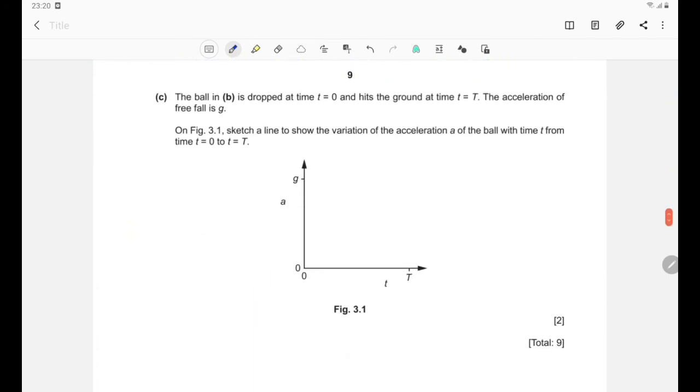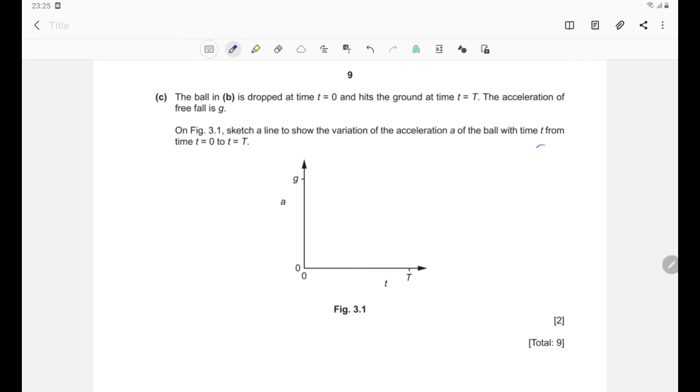Next, part C. The ball in B is dropped at time t equals 0 and hits the ground at time t equals T. The acceleration of free fall is g. On figure 3.1, sketch a line to show the variation of the acceleration a of the ball with time t from time t equals 0 to t equals T. So in this question you have to draw an acceleration-time graph.